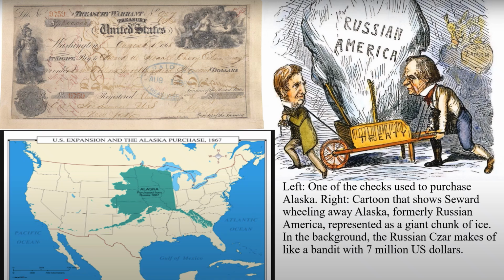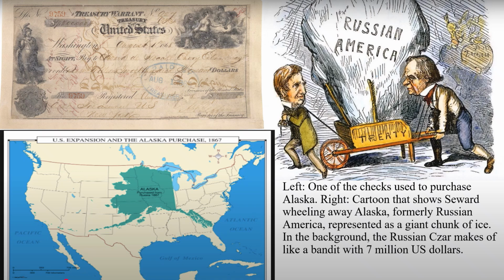There are indigenous Alaskans who live in Alaska, like the Inuit people, for example. There are Native Americans that live in Alaska as well. And there are Russian people that live in Alaska. And we'll talk a bit more about their experiences in a moment. But this map shows some of the checks that were used to purchase the territory.